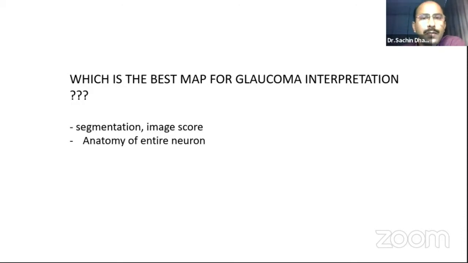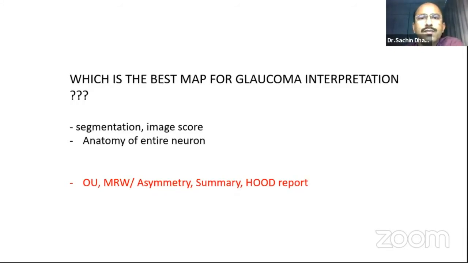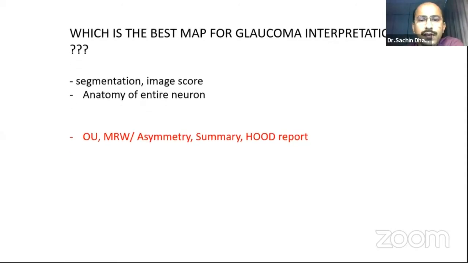So you need to have a segmentation map, you need to have an image score, you need to have the anatomy of the entire neuron. So never do RNFL in isolation or a ganglion cell in isolation. You have to see both together. So you have choices like OU, the MRW asymmetry, the summary, the Hood report. All these things are there. I would just tell you what I do and what is my choice with the reasons.